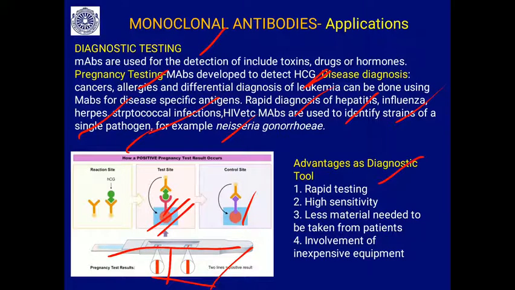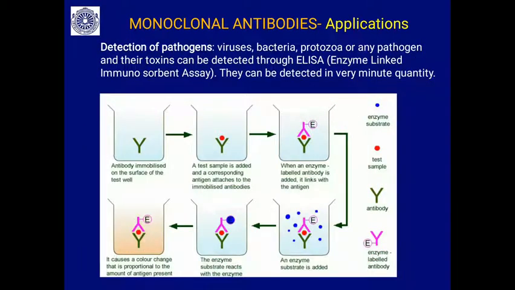It offers rapid testing, high sensitivity, less material needed, and less expensive equipment. All these advantages we have because of monoclonal antibodies. So these monoclonal antibodies can be used for the detection of pathogens, viruses, bacteria, protozoa, any pathogen or toxins, by the technique developed, the enzyme linked immunosorbent assay, or ELISA. So they can be detected in a few minutes.